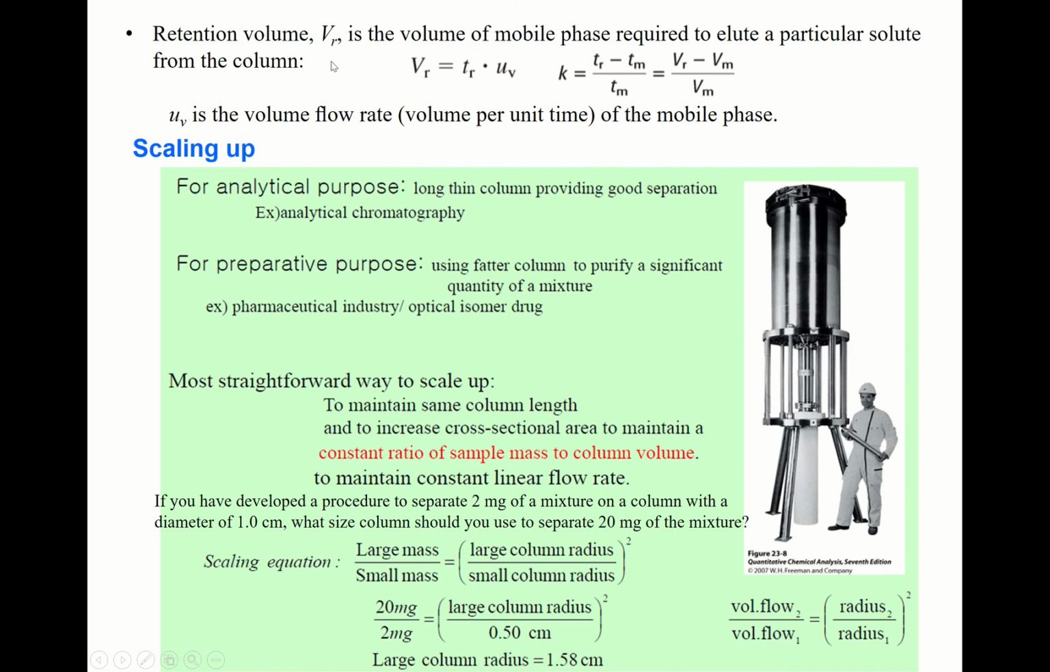Here is the retention volume. We define the retention volume: retention volume VR is the volume of mobile phase required to elute a particular solute from the column.